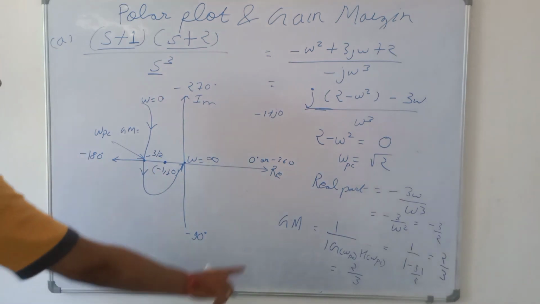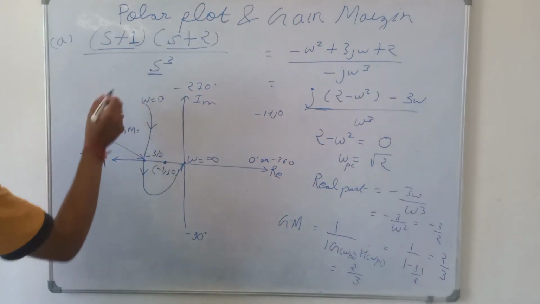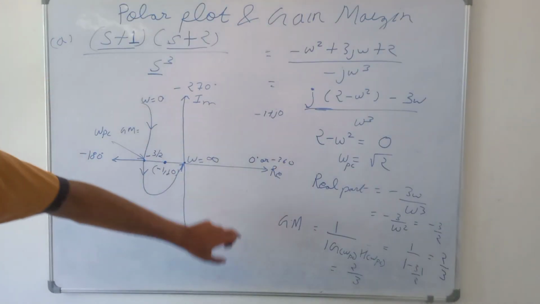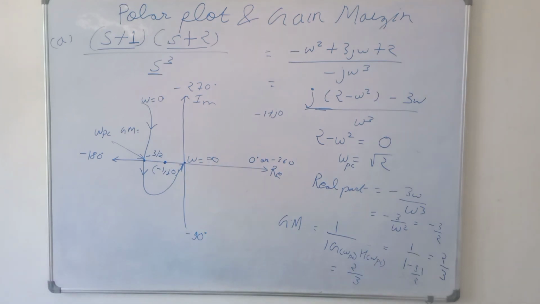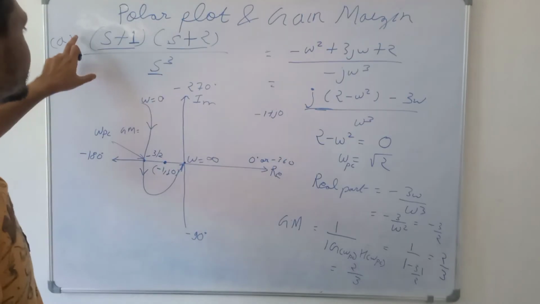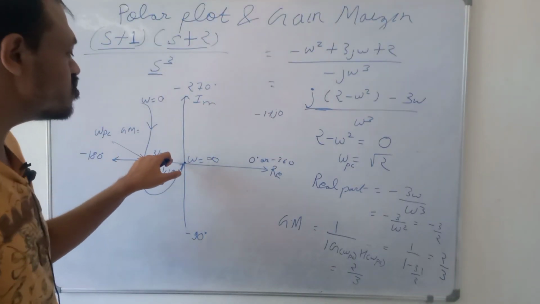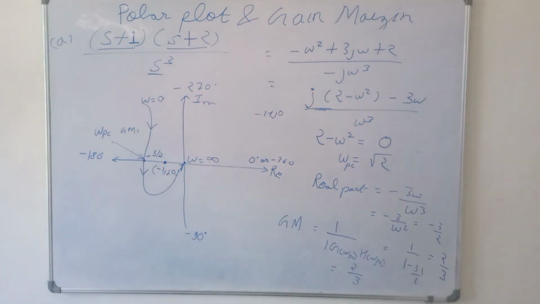So we have to multiply this term with 2 by 3 to make it stable. So this is the gain margin. This is the physical aspect of gain margin, that we have to multiply this term by 2 by 3 to make the unstable system marginally stable.